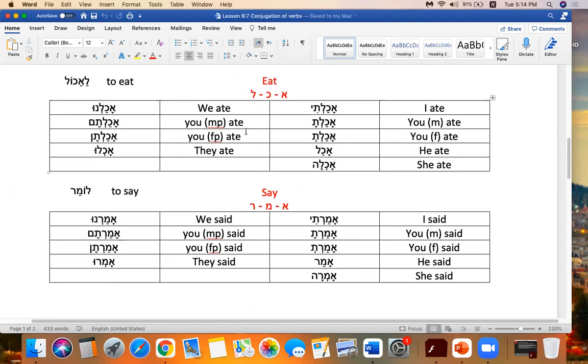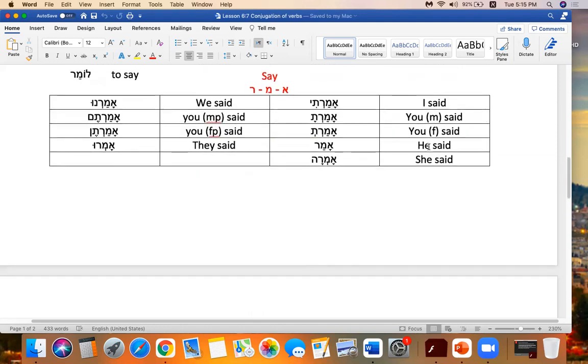Next, we're going to do eat. To eat, le'echol. I ate, achalti. You masculine, achalta. You feminine, achalt. He ate, achal. She ate, achla. We, achalnu. You masculine plural, achaltem. You feminine plural, achalten. And they ate, achlu.